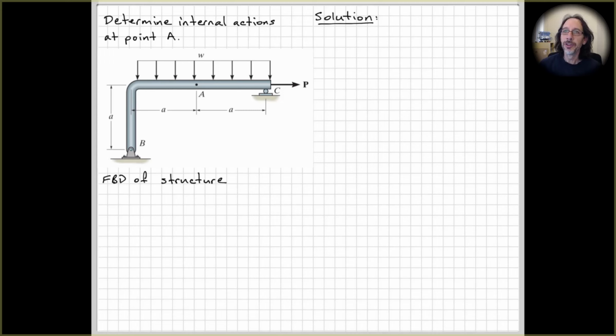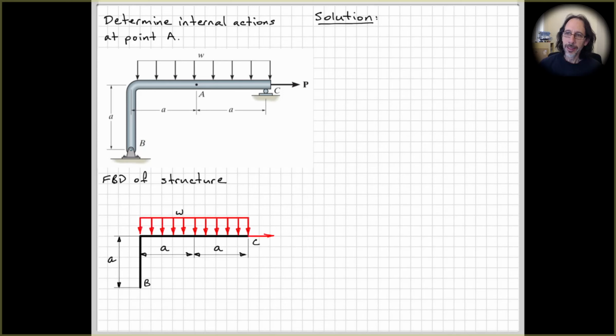The first thing we need to do is to determine all the external loads that are acting on the body. So we've got some applied loads, which are our uniformly distributed load here and the force P, but we've also got external loads that are exerted by the supports: the roller support at C and the pin connection at B. So we need to know what they are. We need to draw a free body diagram of the whole structure, put on our loads, and then start to work out our reaction forces.